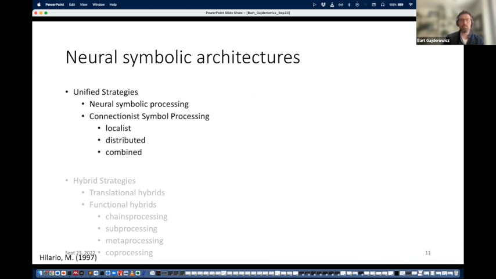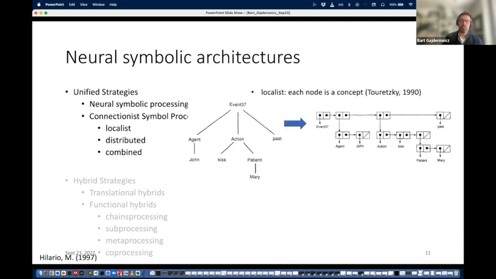The next ones are connection and symbol processing. These are broken down into localist, distributed, and combined. A localist connection and symbol processing is when each node is its own concept. And here's an example of a network that learns a linked list structure on the left, represented as a network on the right. In this model, each node is an individual concept that's defined a priori, and then the model learns the connections between them to recreate the structure on the left.